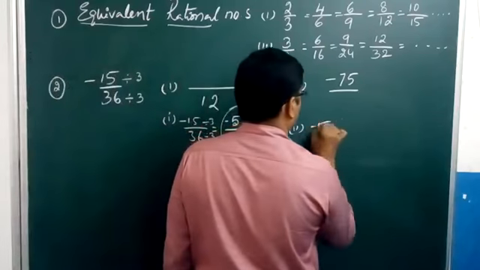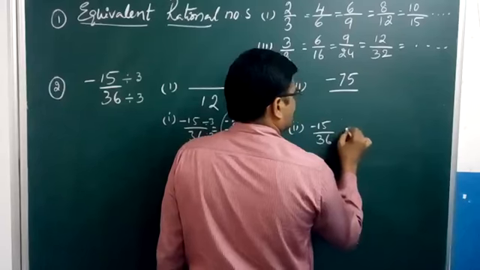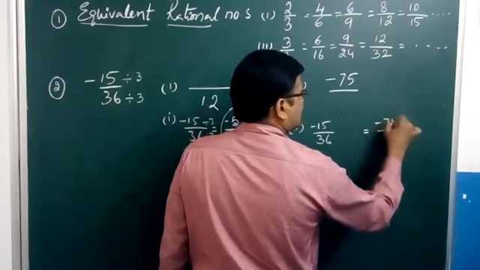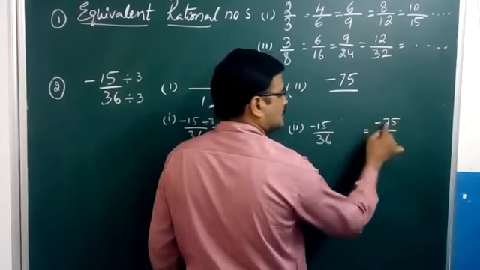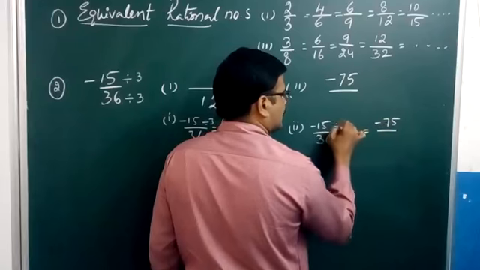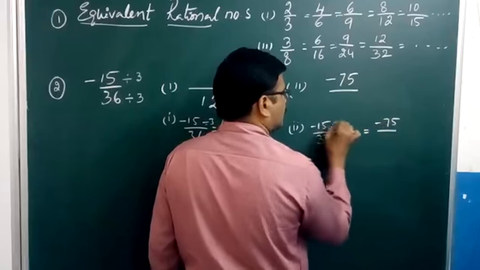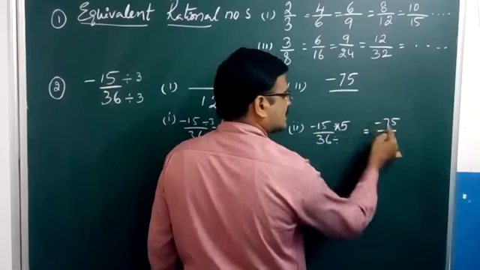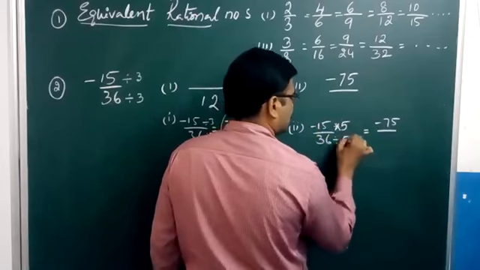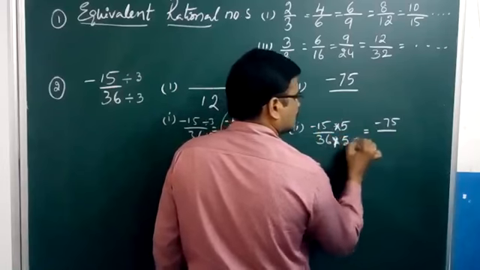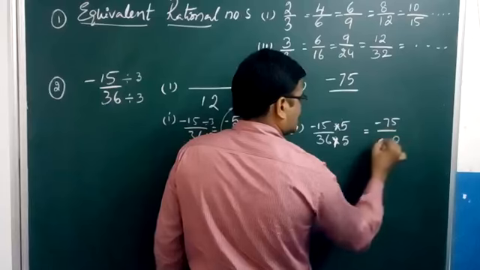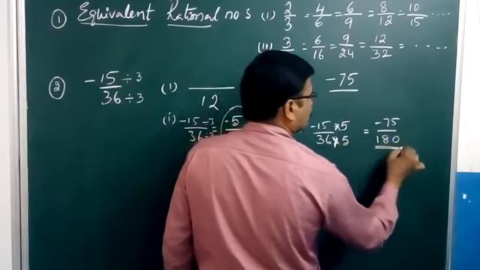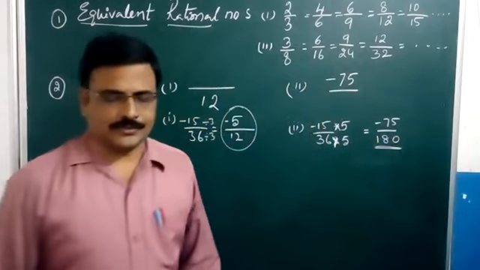So here minus 15 is with the numerator minus 75. You have both minus, so there won't be any change in the value. So 15 fives are 75, minus into plus is minus. So here also we will be multiplying with 5. So 36 fives: 6 fives are 30, 5 threes are 15 plus 3 is 18, 180. So your denominator will be 180 for this.